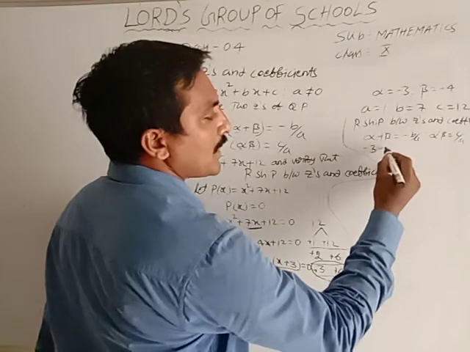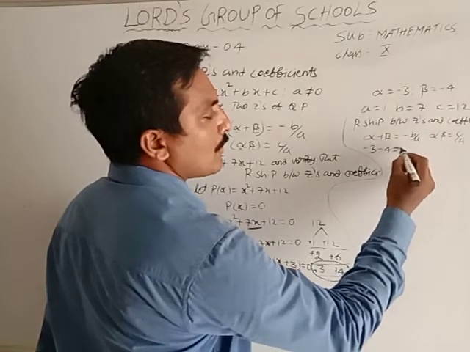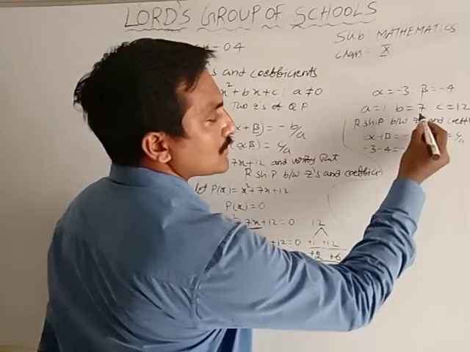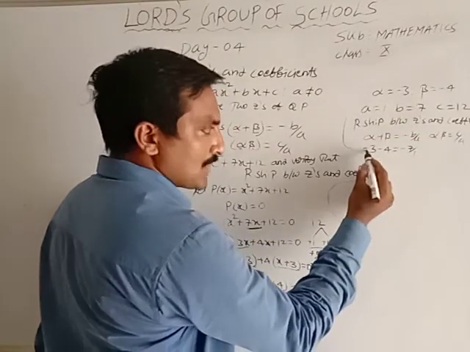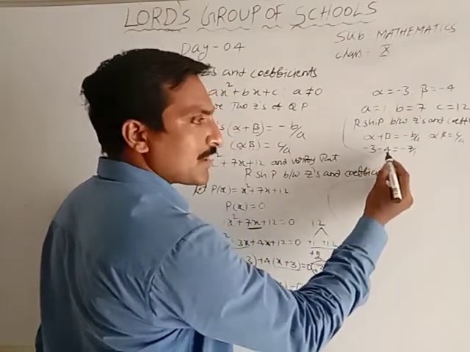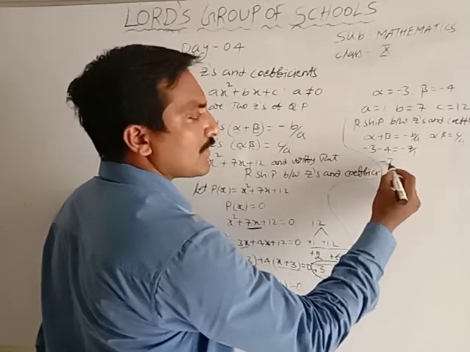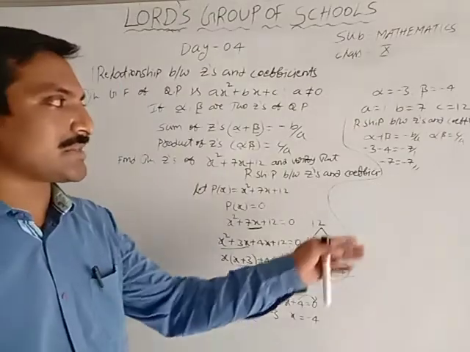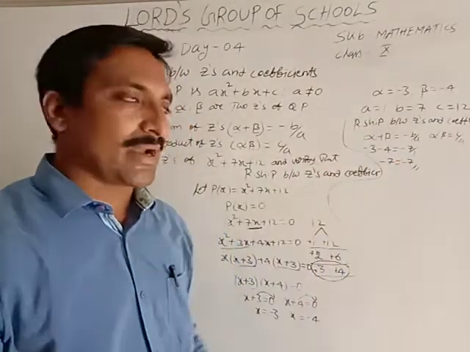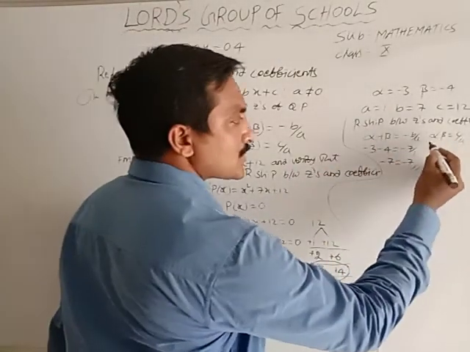Now in place of alpha, minus 3, in place of beta, minus 4, is equal to minus b value 7 by a value 1. Minus 3 minus 4, both are the same symbol, so you have to add and keep minus. 7 is equal to minus 7. LHS is equal to RHS.